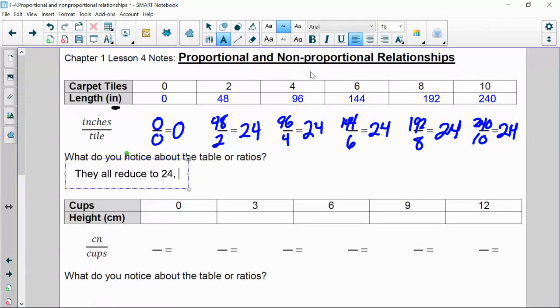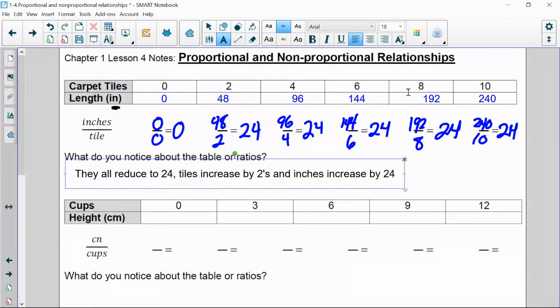We could also look at how they increase. If my tiles, our x value, increase by 2s, our inches increase by 24? Not 24. 48. They increase by 48. That's what they're increasing by. If I took 96 minus 48, I get 48. 144 minus 96, I'm going to get 48.